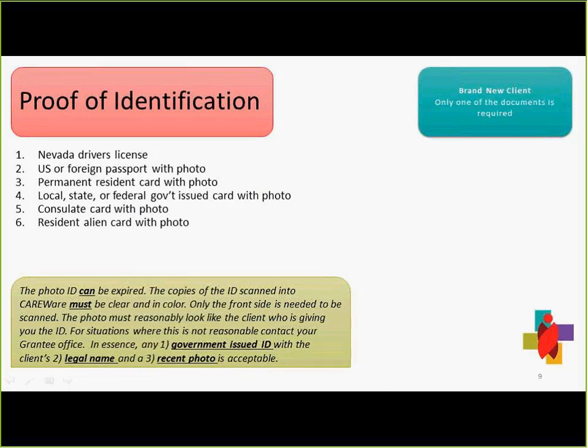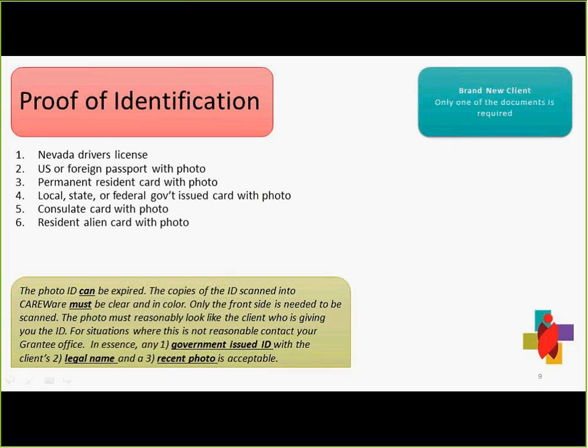Number 1, a Nevada driver's license. Number 2, U.S. or foreign passport with photo. Number 3, permanent resident card with photo. Number 4, a local, state, or federal government-issued card with a photo. School IDs are acceptable because they're issued from the school district, which is a local form of government. Number 5, a consulate card with photo. Number 6, a resident alien card with photo.